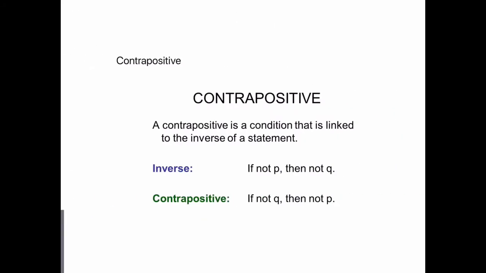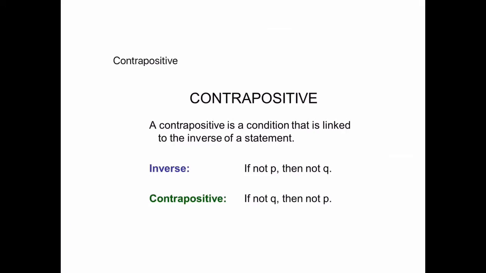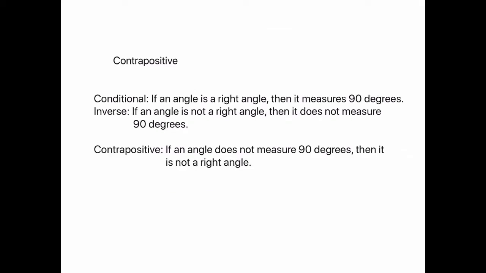All right, so we move on to a contrapositive. And a contrapositive is a condition that is always linked to the inverse of a statement. And it always switches the hypothesis and conclusion, and it negates them both. So whatever the inverse is, you are going to switch those. So, for example, in the question we were just talking about, there's a conditional statement, an inverse, and then they ask you for the contrapositive.